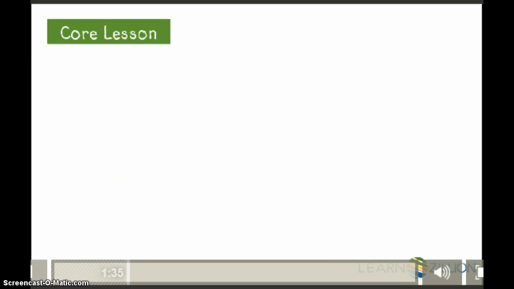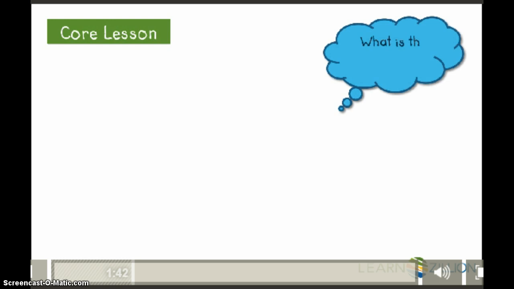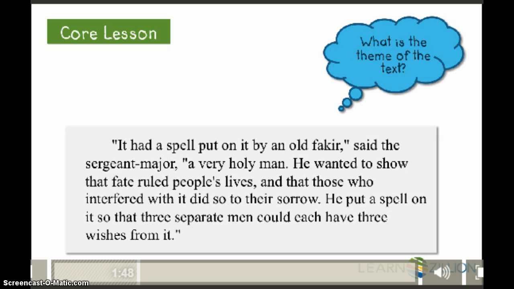Before we can talk about how the actions of Mr. White reflect the theme of the text, we have to be clear on what the theme is. It can be found on page 4 of the text. While I read this paragraph, I'm going to highlight what the theme is.